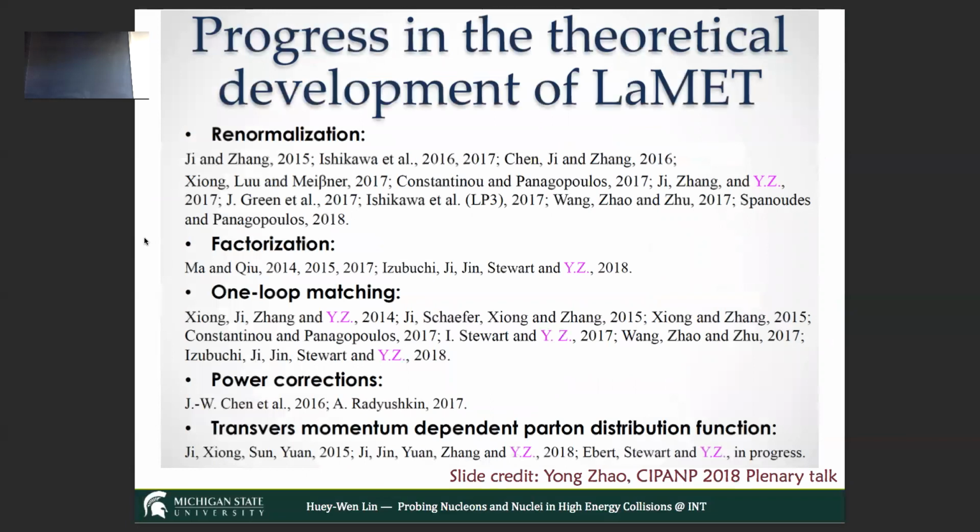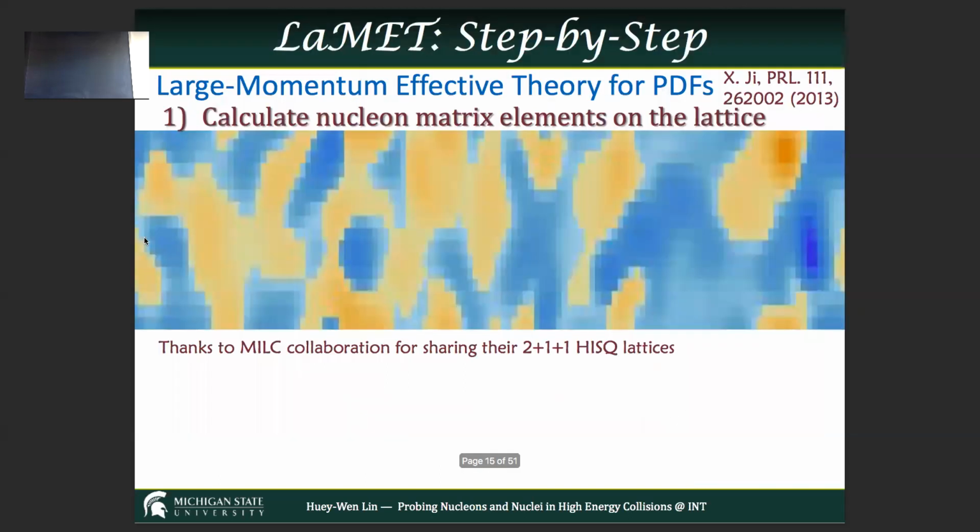I just stole a slide from Zhao Yong, who did a plenary talk at CPAC earlier this summer. If you are interested in finding out what has been done about various different issues up to then, we can go and look at the slide later. For this talk, I'm just going to concentrate a little bit on what we do on the lattice side.